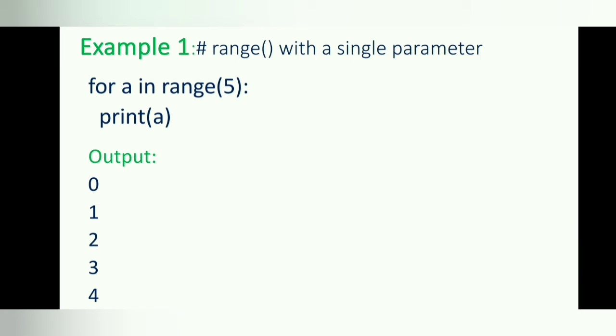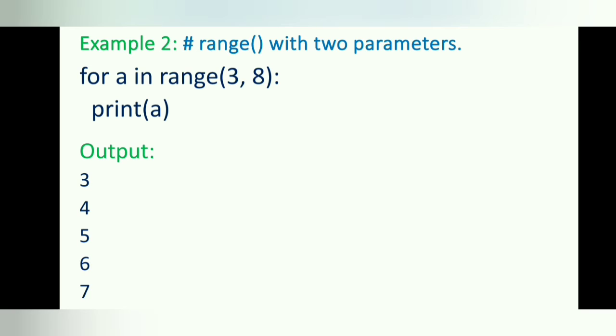This is why range(5) results in 5 iterations through the body of the loop, with the variable a being set to 0, then 1, then 2, then 3 and then 4. The variable a will go up to but will not include the integer passed to the range function.